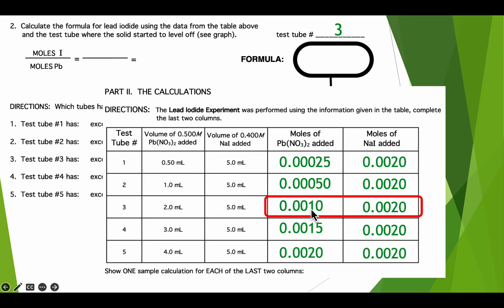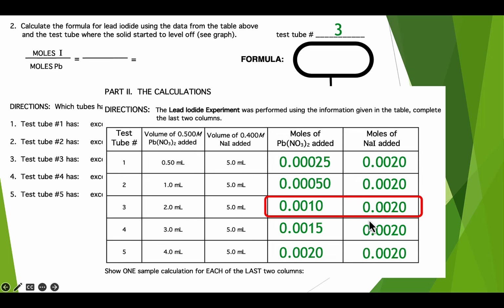You need 0.001 moles of lead to react with 0.002 moles of iodide. Notice we have 0.002 moles of iodide in every test tube. But in the first 2 test tubes, we do not have 0.001 moles of lead. That means all of this lead is going to react, and we're going to have some leftover iodide ions.